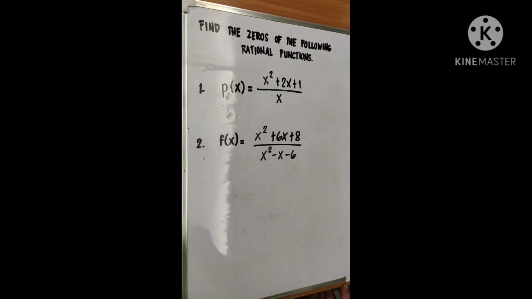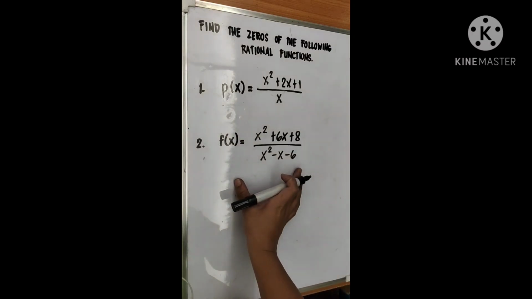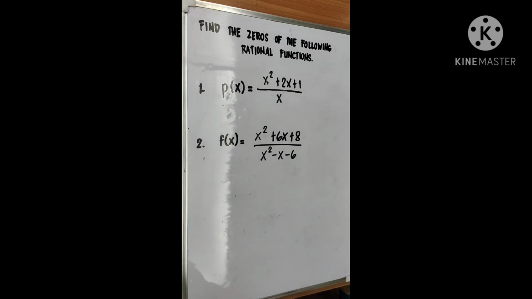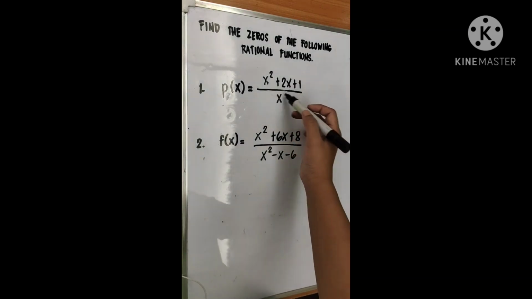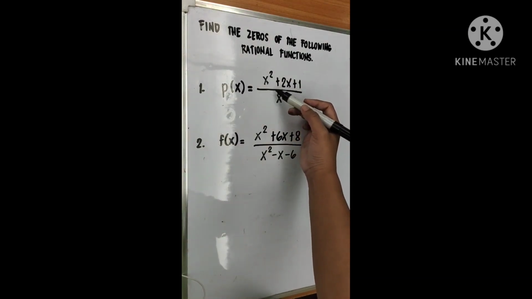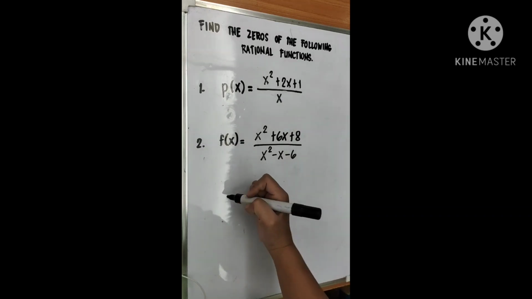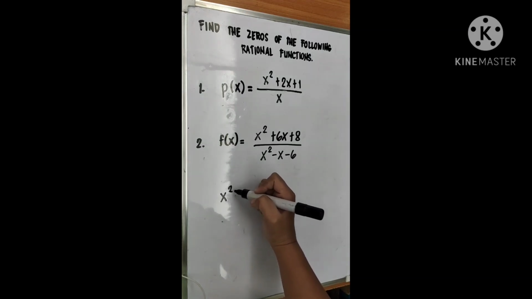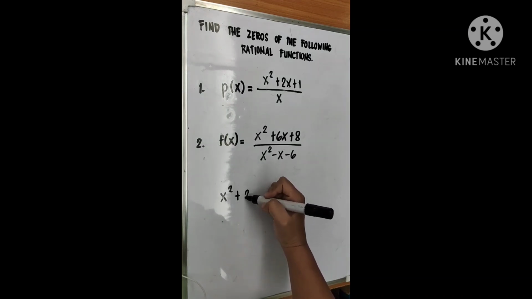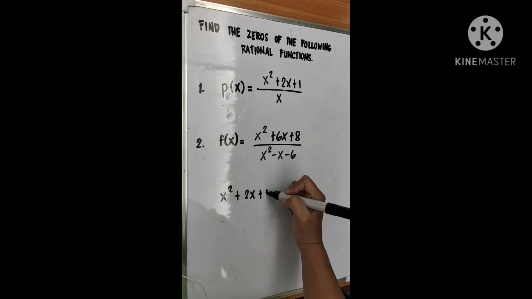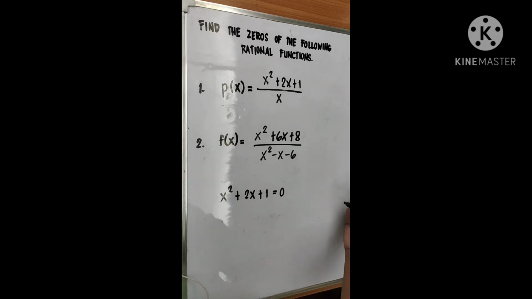Now let's try to find the zero of the following rational functions. To solve for the zero or the roots of a rational function, we need to solve for the value of x that will make our numerator equal to 0. So to do that, we need to equate the numerator to 0. So we have x squared plus 2x plus 1 is equal to 0. And then we are going to solve for the value of x.